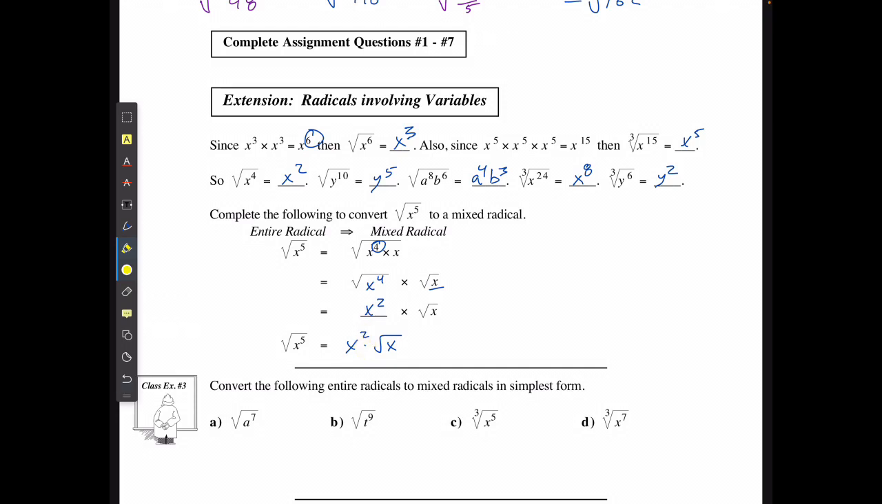We can also use our prime factorization method for this, remembering that if I had x to the 5, that would be the same as 5 x's. And we said that if we're taking the square root of something, we need 2 of the same thing. So here's 2. Here's 2. One of these makes it out, so that's an x. One of these makes it out, so that's an x. And this one is left on the inside, and x times x is x squared. You can use that method as well if you're more comfortable with it.